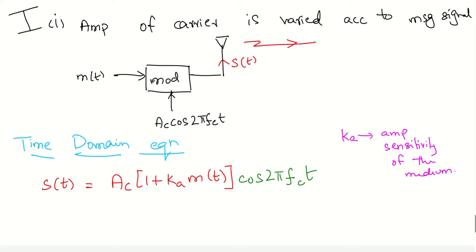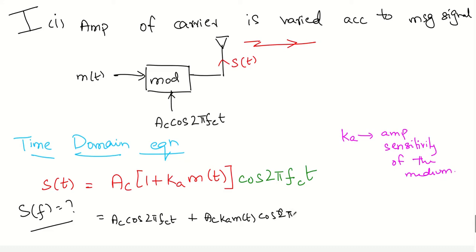So what will be the spectrum of this equation? That is, what will S of f look like? So if we just split this equation, if we open the bracket, we will have two things. One is Ac cos 2 pi fc t, and the other thing is Ac Ka m of t into cos 2 pi fc t. Now let us just assume that the spectrum of m of t, that is capital M of f, looks like a triangle. This is, let's say, capital M of f. Now S of f will roughly look something like this.